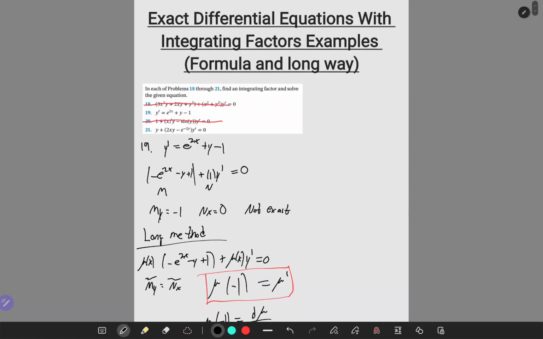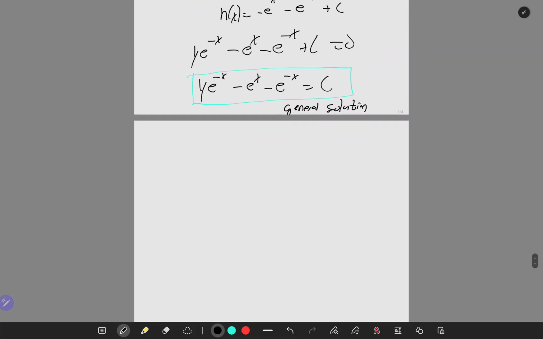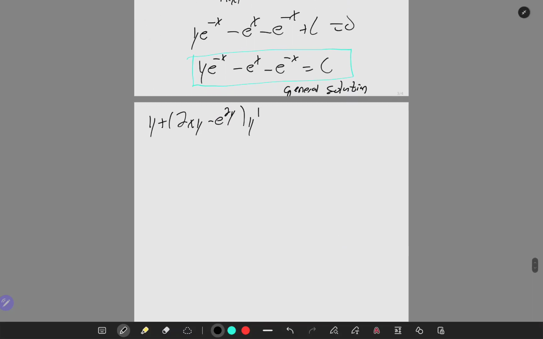So let me see here. 21. Let me get my notes. We have y plus 2xy minus e to the 2y. I can't read my own handwriting. Let me see if that's right. E to the minus 2y, yeah. Is equal to 0. So we have our M and our N.